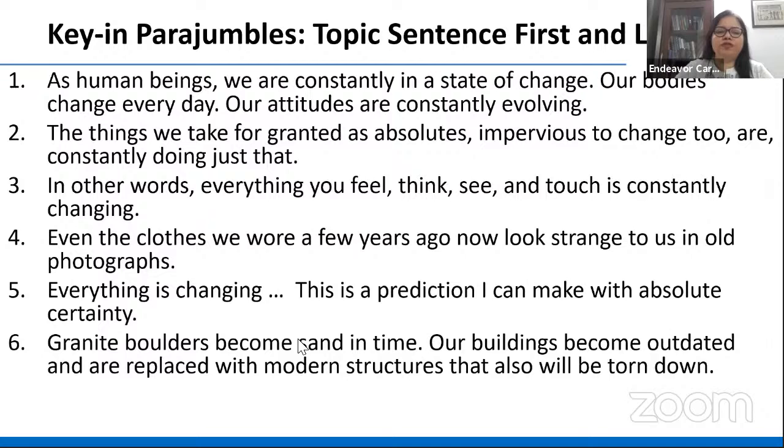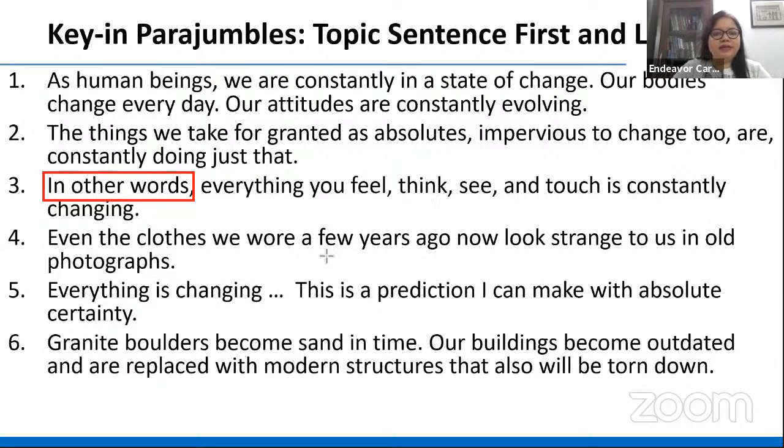If you read all the sentences, you find that there are two sentences which more or less convey the same idea, which is why, because we've been told that the topic sentence starts this as well as ends it, I know I should look for this, correct? So I have a sentence with in other words. When do I use a phrase in other words? When I'm summarizing another idea, or when I'm emphasizing, giving clarity to, or reiterating, that is, repeating another idea, correct? In other words, everything you feel, think, see, and touch is constantly changing.